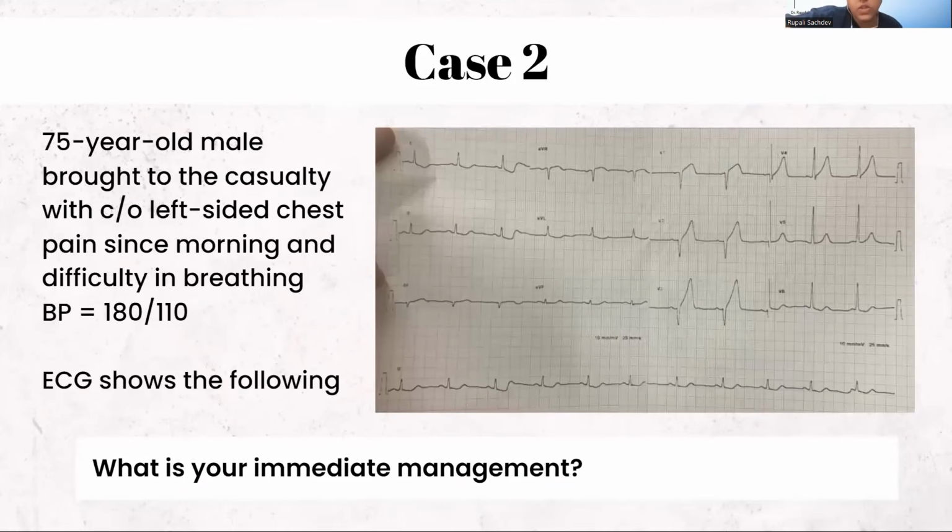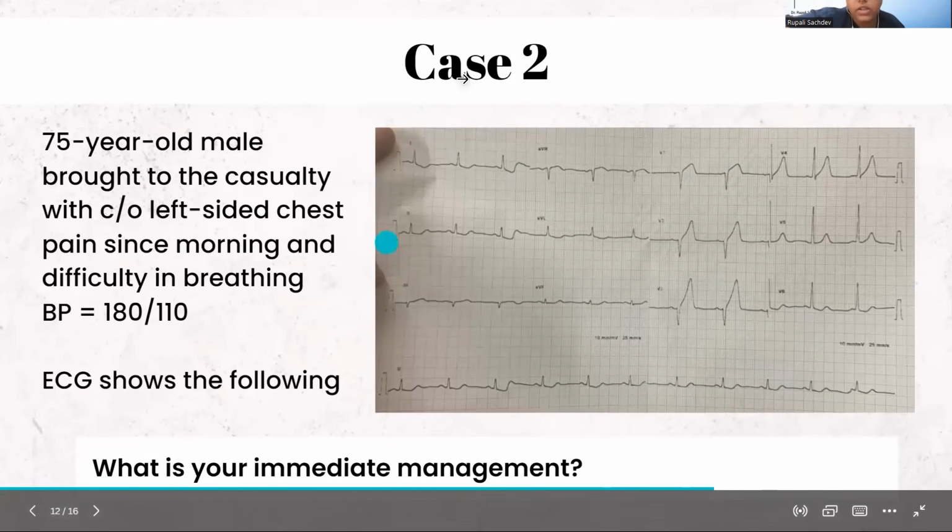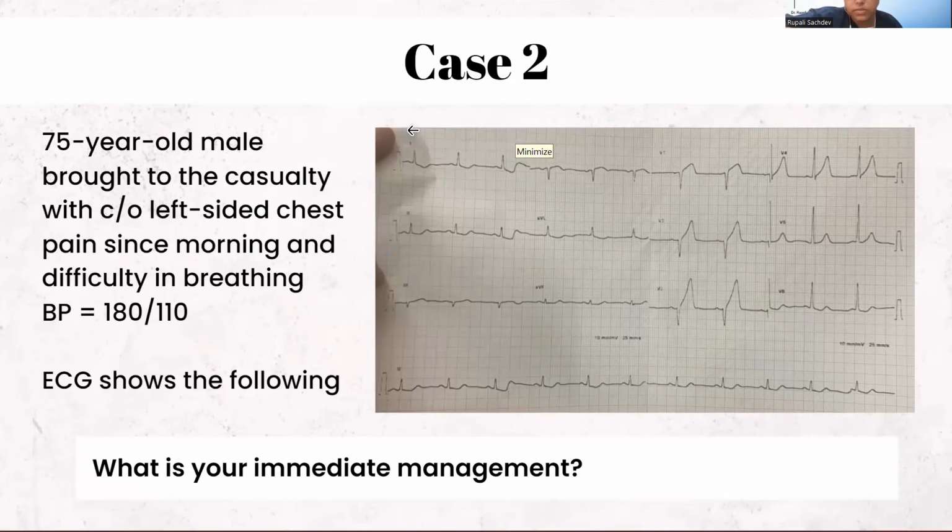Case 2. 75-year-old male brought to the casualty, complaints of left-sided chest pain since morning and difficulty in breathing. Blood pressure is 180 by 110. ECG shows the following. What is your immediate management? What would you like to do? First of all, what can you see on the ECG? And what would you like to do?